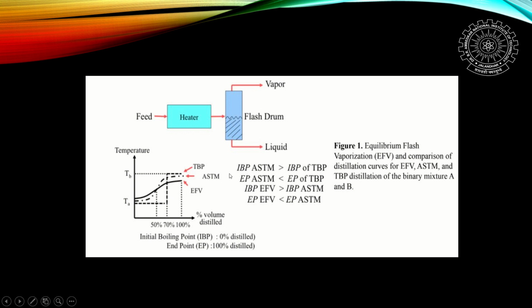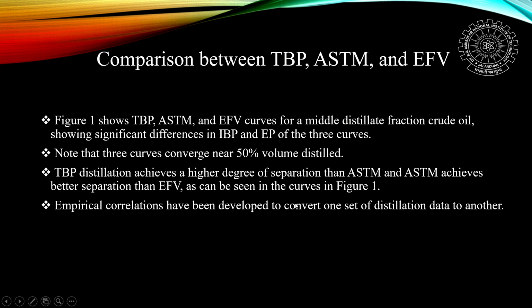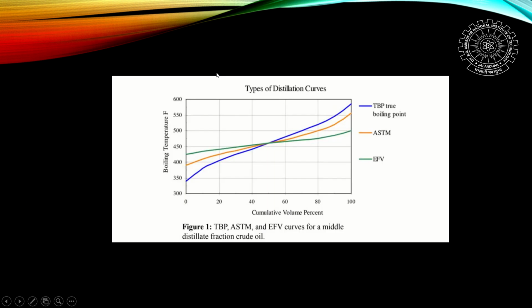Okay, so if we compare these three methods, that is TBP, ASTM and EFV, we have this curve. These are the types of distillation curves, having the boiling temperature in Fahrenheit on the y-axis, and on the x-axis the cumulative volume percentage of the mixture that is being evaporated.